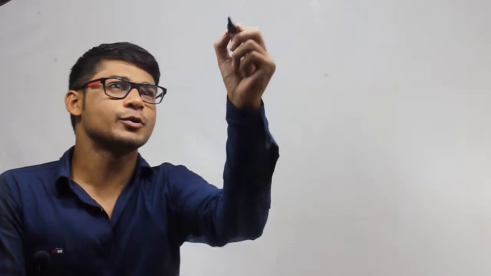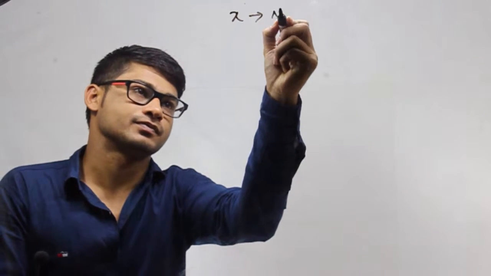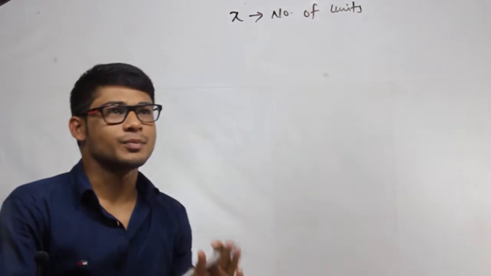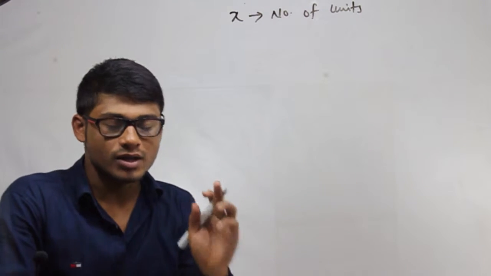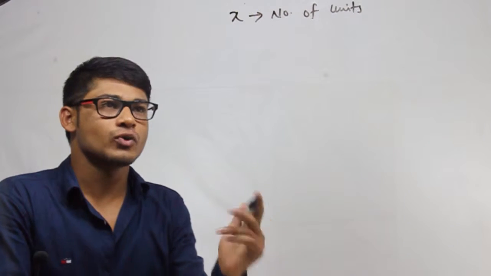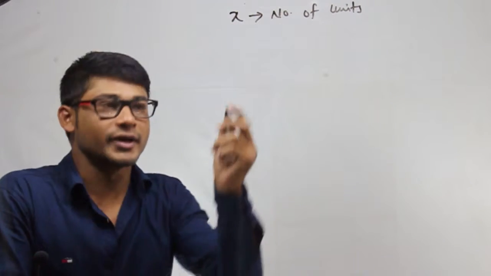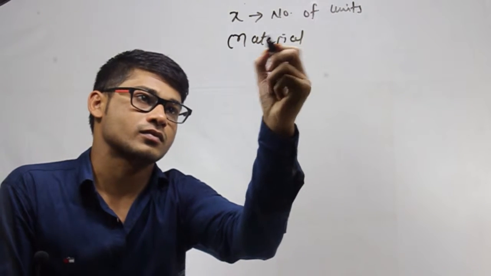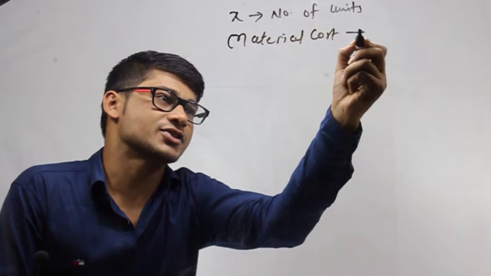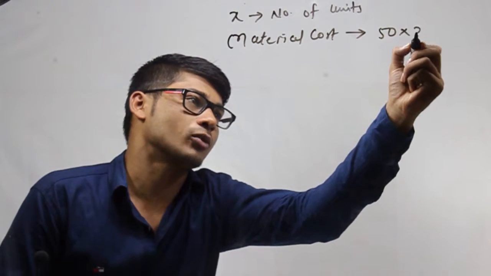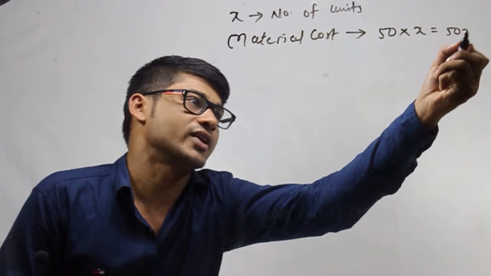Okay, let the company produce X number of units. Now, some production costs are given, and some of the costs vary directly with the number of units and some are fixed. First of all, the material cost is given to us, and it varies directly with the number of units, which is equal to 50 into the number of units. So, this will be equal to 50x.